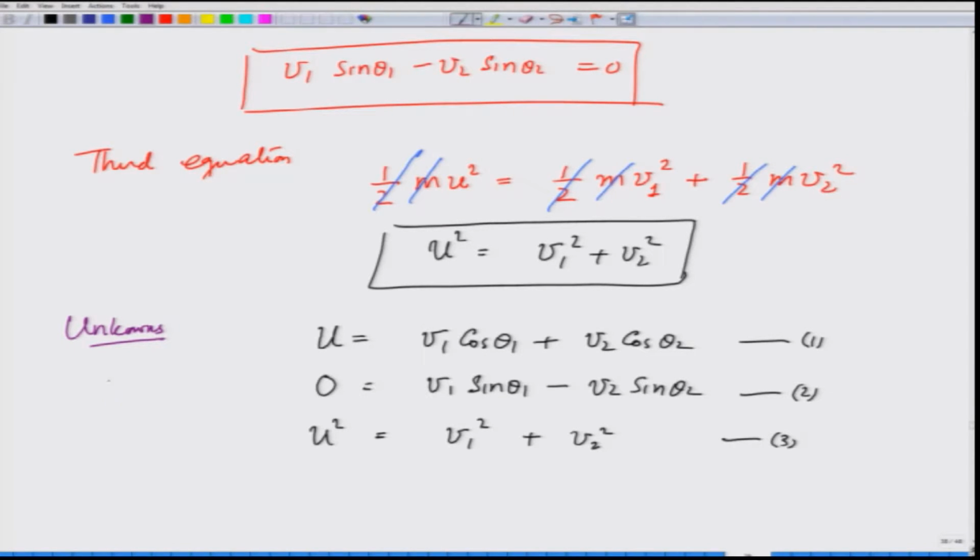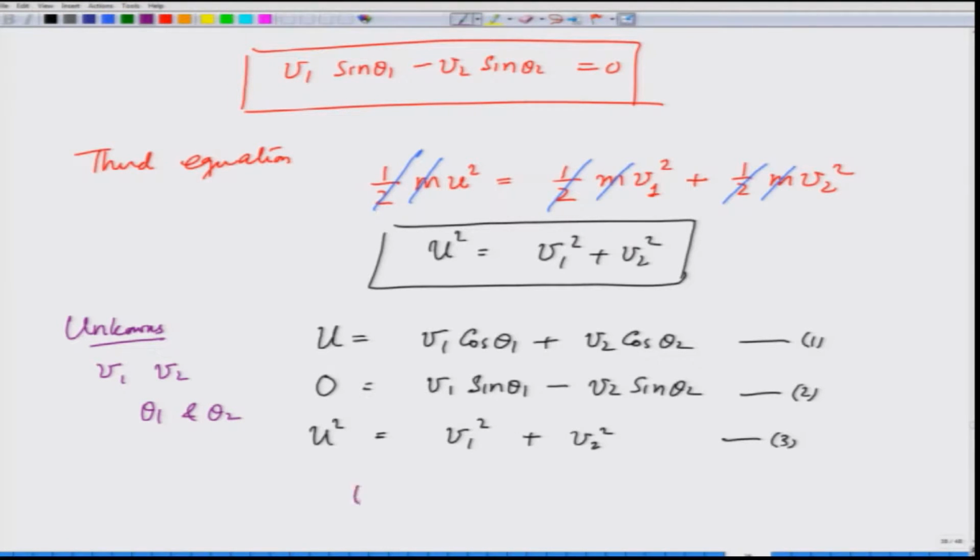u is supposed to be known. I have v1, v2, theta 1 and theta 2, 4 unknowns. So, I cannot get all 4 quantities by solving these 3 equations. I will need some other information, but I can find relationships, and that is what we are trying to find here.